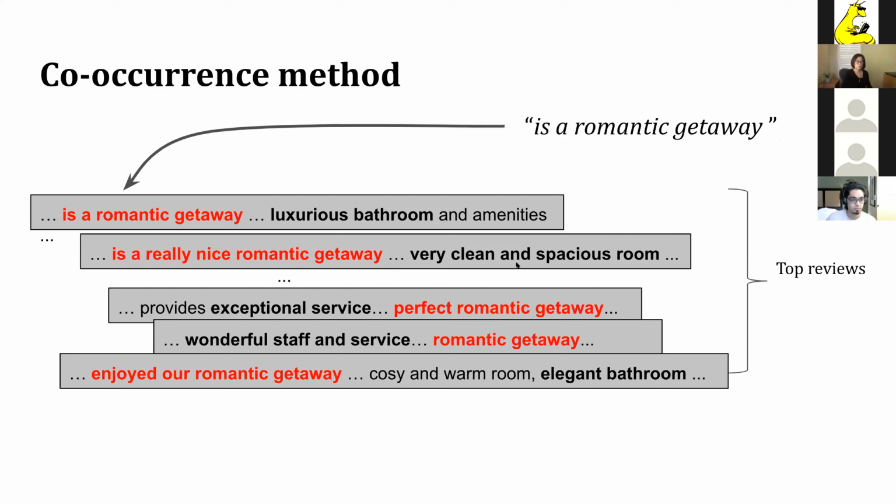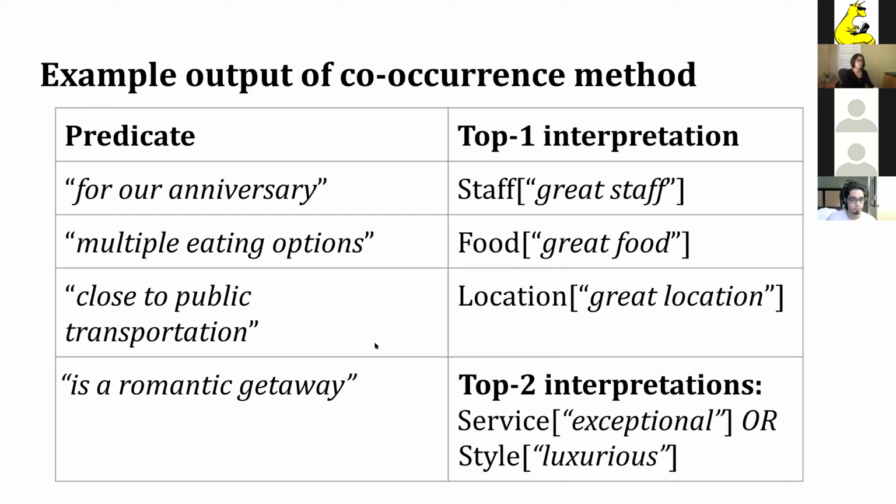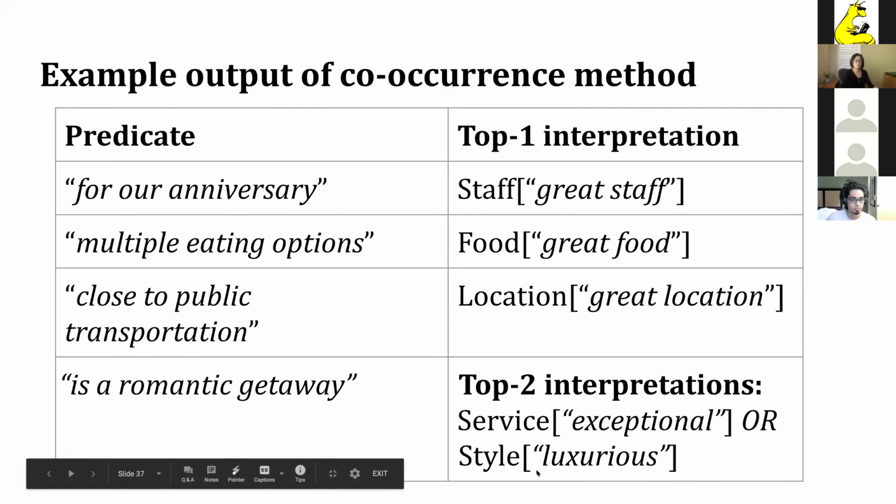After we get these top K reviews, we will look at what are the other phrases that frequently co-occur with the phrases highlighted in red, right? Which are the ones that match is a romantic getaway. We may find luxurious bathroom, very clean and spacious room, exceptional service, wonderful staff and service. So we need to do an analysis here to see, among the top K reviews, which are the phrases that frequently co-occur, right? It may turn out that luxurious bathrooms and exceptional service are the phrases that frequently co-occur with romantic getaway, right? And that's how we interpret it into exceptional service or luxurious bathroom. Okay, I hope this is clear.